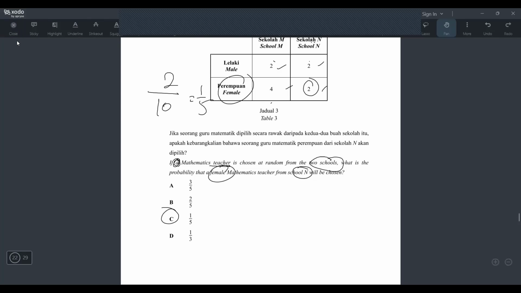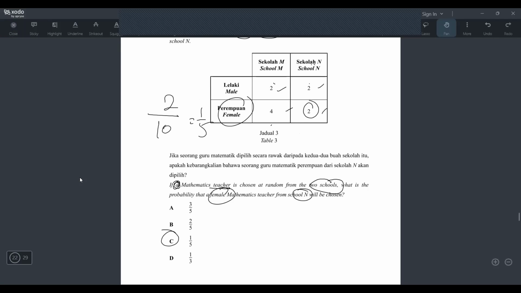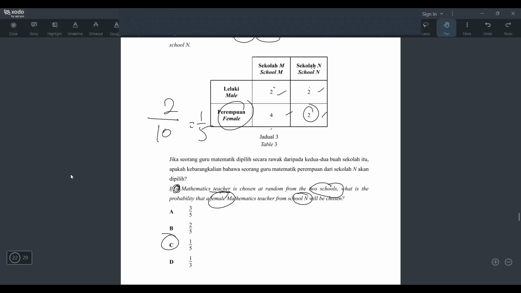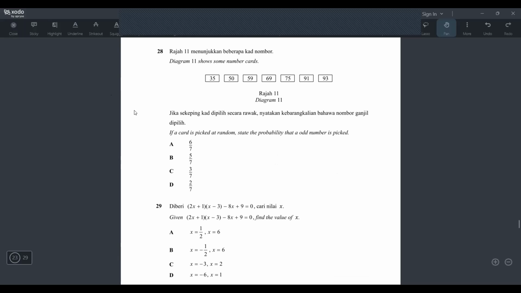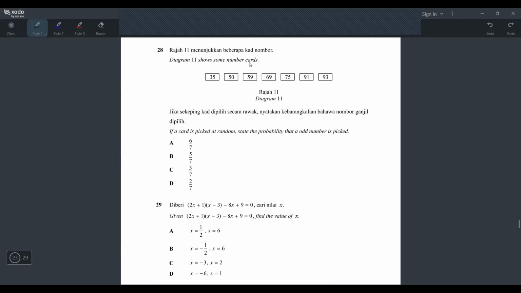Okay, when you choose 2, then that one is susah a bit. Okay, that one you have to write down all the possibilities. Okay, number 28. Diagram 11 shows some number cards. If a card is picked, this one also you choose 1 only. So when you choose 1, it's very simple one. Very easy. Okay, young students lalu tak boleh buat probability is when they choose 2.